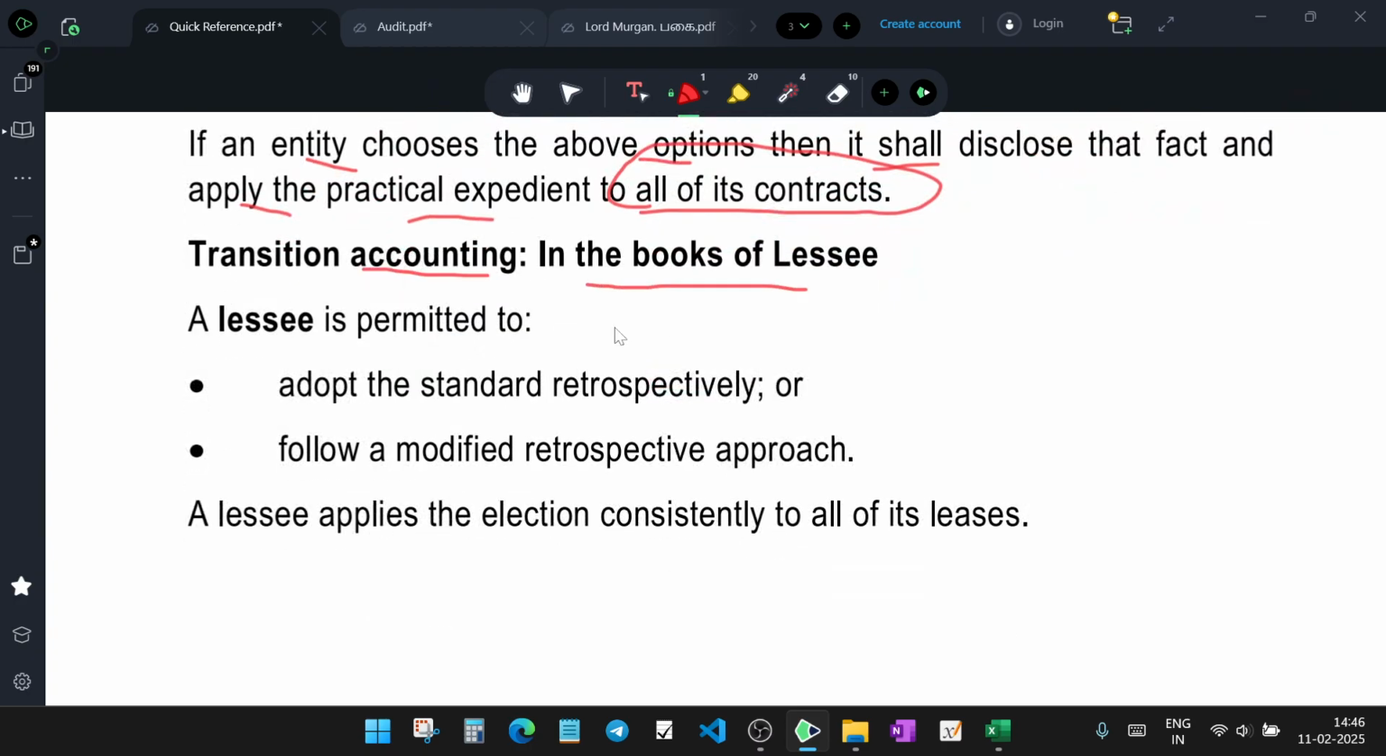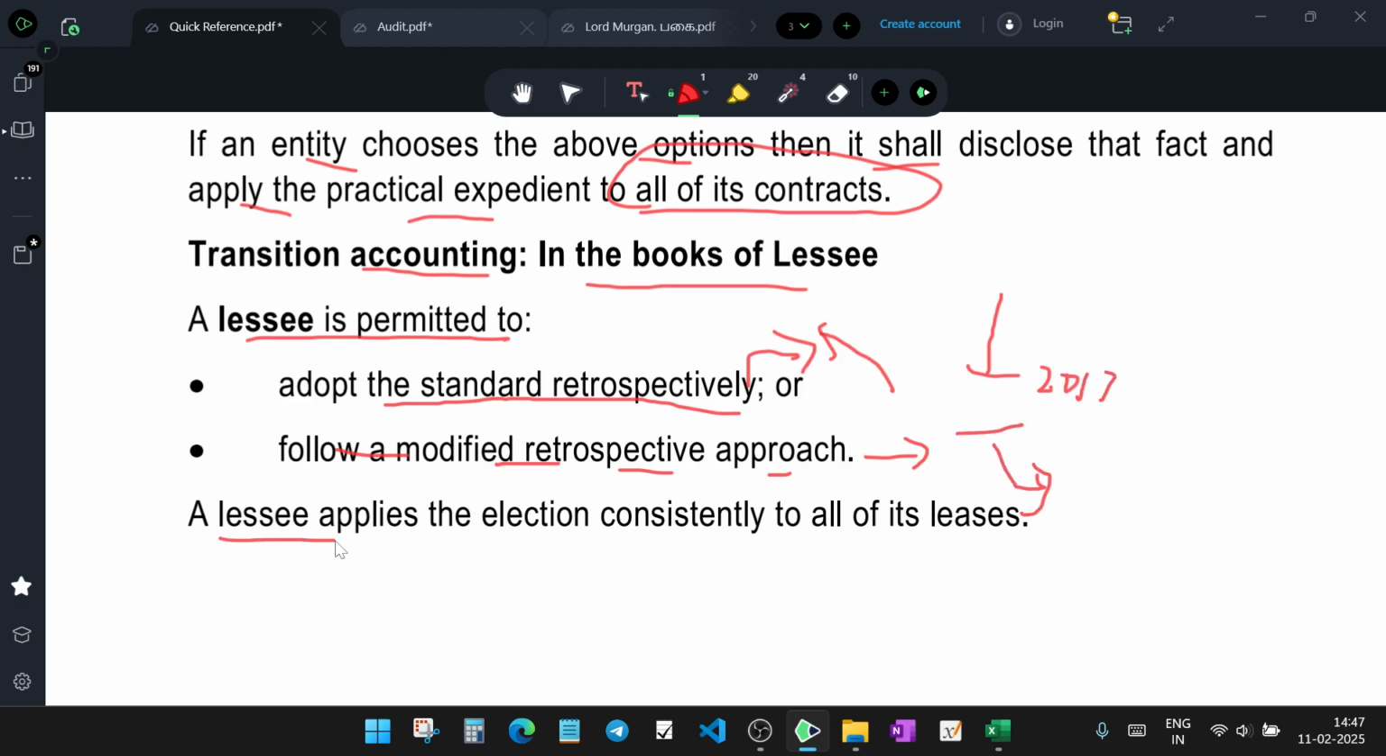Transition accounting in the books of account. Lessee is permitted to adopt the standard retrospectively. When they adopt this retrospectively, they need to follow the modified retrospective approach. Sometimes they are permitted to modify the approach up to a certain time, and from this period, 2017, we are doing another thing. In such a way they can also do it. Leasing applies the election consistently to all the leases; it should be followed consistently.